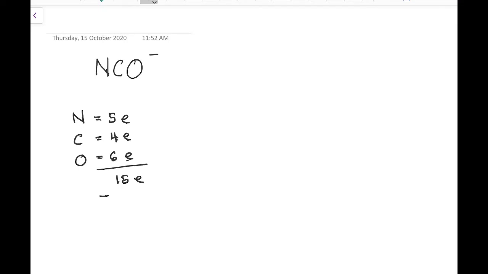Since it is negative, we need to add one more electron. The total is 16. So nitrogen will become the central atom. No, carbon, because carbon comes from group 14, right? Okay, carbon will become the central atom. So we have already used 4 electrons and we have another 12 electrons extra, and these 12 electrons we will distribute to the terminal atoms.